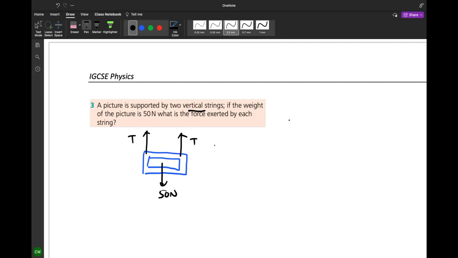How do you get 25? That means this T plus T, upward force, equals downward force. Up is 2T, down is 50. Upward force is the force heading upwards, downward force is heading downwards. T plus T, 2T. What is T? 50 over 2. What is 50 over 2? 25 Newton. Okay.